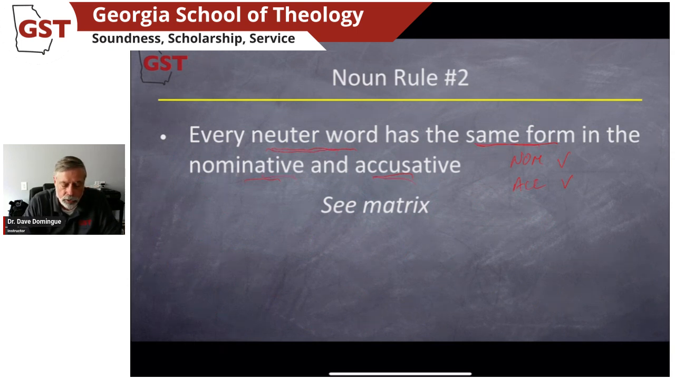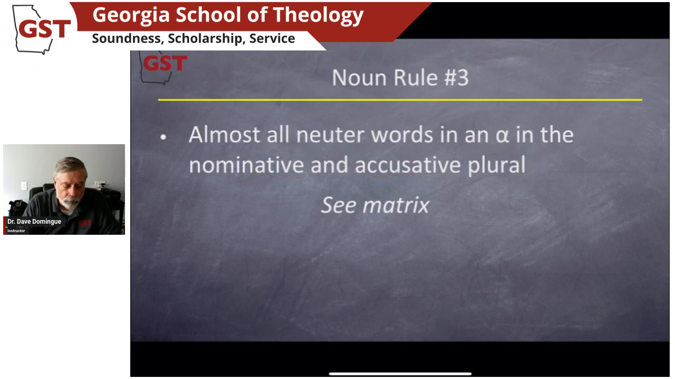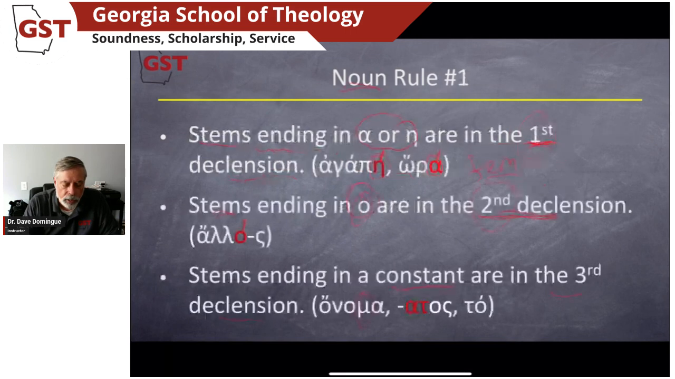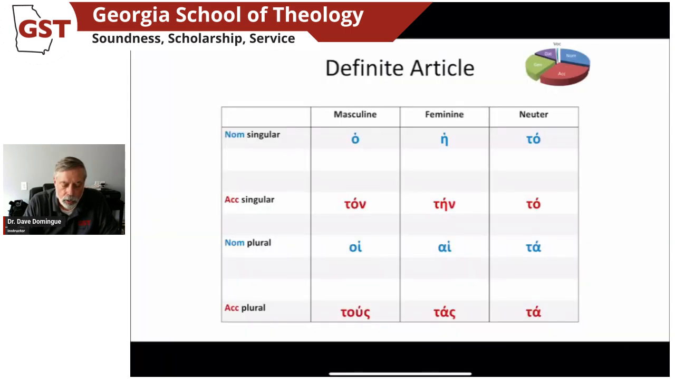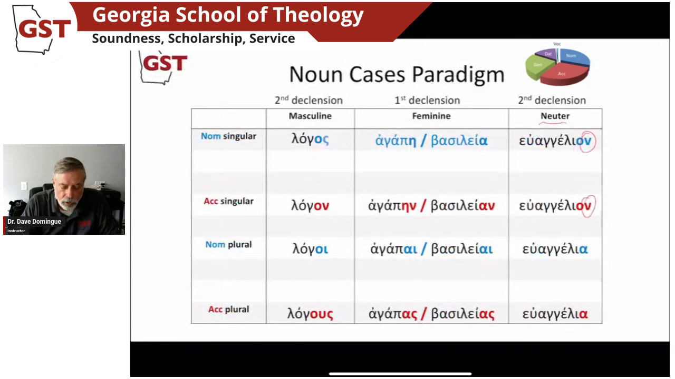Okay, and so noun rule number 2: every neuter word has the same form in the nominative and the accusative, right? And now rule number 3: all neuter words end in an alpha in the nominative and accusative plural. I think it's supposed to be an alpha. So let's go back and see that. Okay, here we go. Alpha. There's the pattern. So noun rule number 2, and number 3.